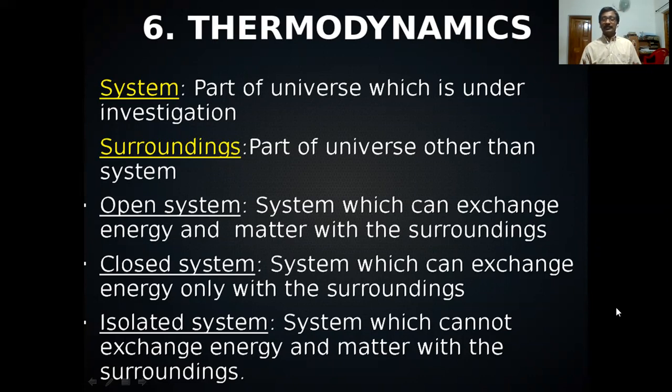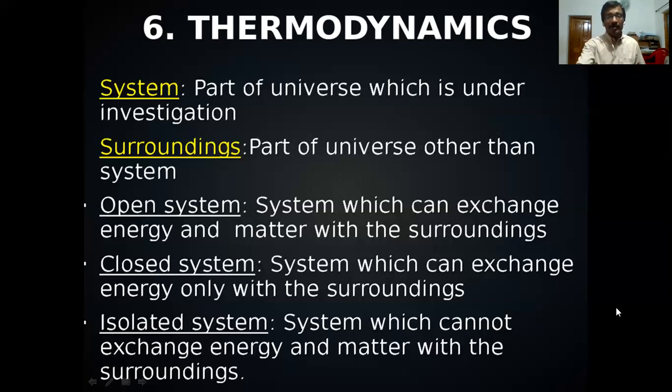Isolated system in which exchange of matter and energy are not possible. System which cannot exchange energy and matter with the surroundings. That is an isolated system. We cannot give an exact example for an isolated system. We can consider a vacuum flask as an isolated system, almost an isolated system, not completely an isolated system.